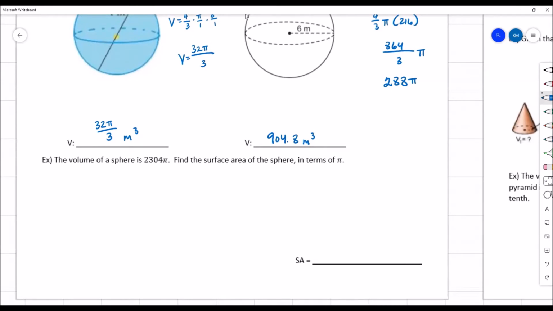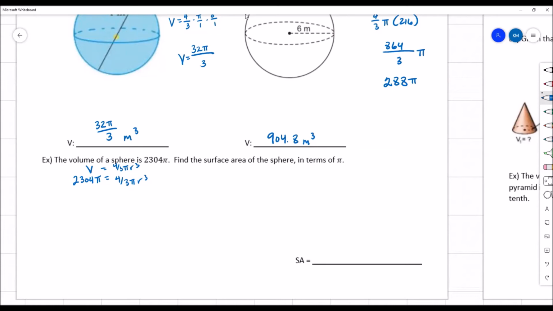Says for this last problem, the volume of a sphere is 2,304 pi. Find the surface area of that sphere in terms of pi. Okay, as we've talked about in this video and in the last video, radius is really the only thing that we are concerned with, so we need to find the radius. Okay, so let's do that. They gave us the volume, 2,304 pi. And we know that volume is 4/3 pi r cubed. Okay, so let's use that formula to find out our radius. Once we find our radius, we should be able to find the surface area.